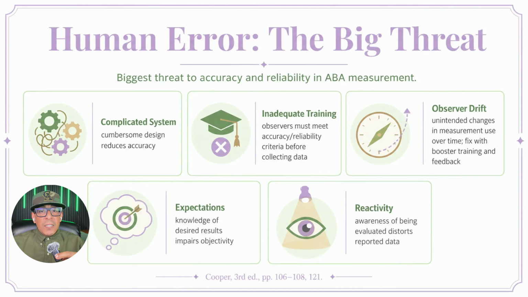Observers should receive systematic training and practice with the measurement system and should meet predetermined accuracy and reliability criteria before collecting data. Observer drift means unintended changes in the way an observer uses a measurement system over the course of an investigation. Observer drift can be minimized with booster training sessions and feedback on accuracy and reliability. Observer expectations or knowledge about desired results can impair accuracy and reliability, and observer reactivity occurs when the awareness that others are evaluating the observer's data affects the data reported.